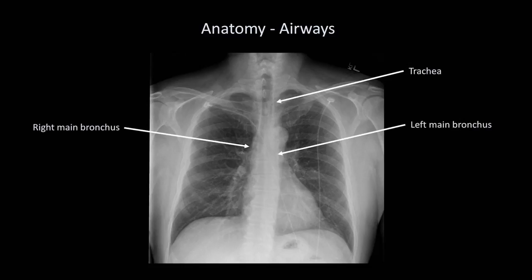They are the trachea, which is normally in the midline, and the right and left main bronchus. Remember that the patient's right will be on the left side of the screen. To help you visualize these structures, let me superimpose a drawing of them.